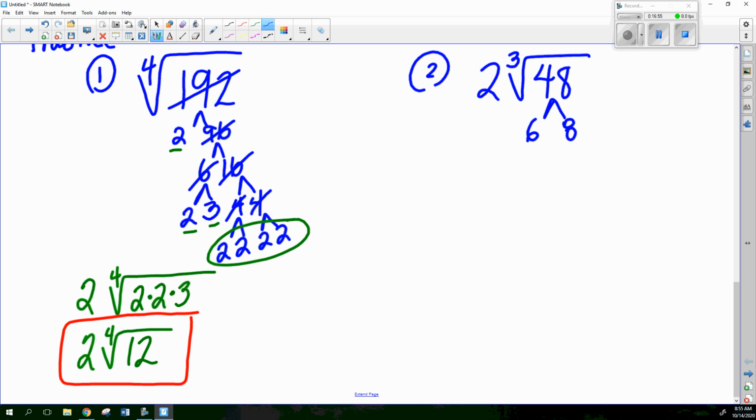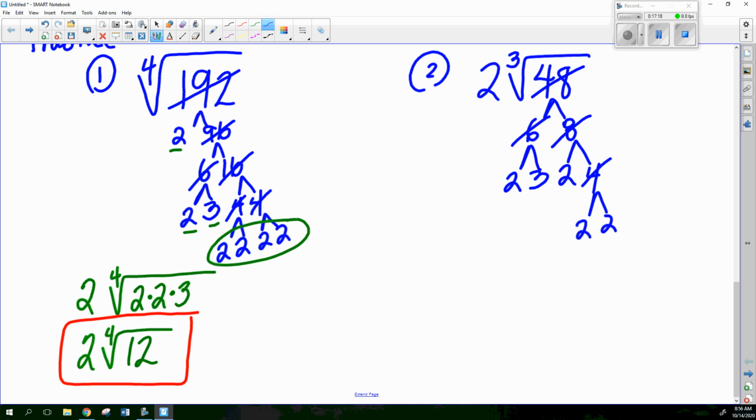All right, give me 2 numbers that multiply to be 6. 2 and 3. Cross out the 6. Once you break it down, you can't use it again. All right, how about 8? 2 and 4. Are we done? Nope, 4 is another 2 and 2.